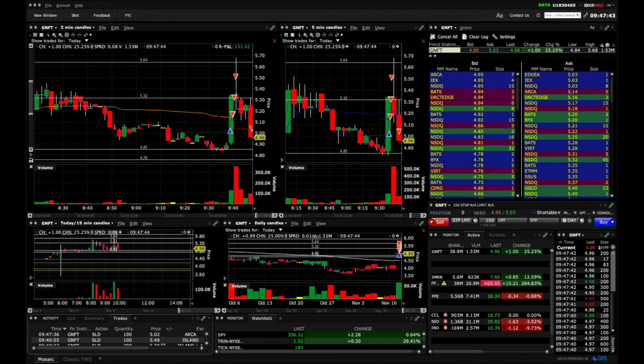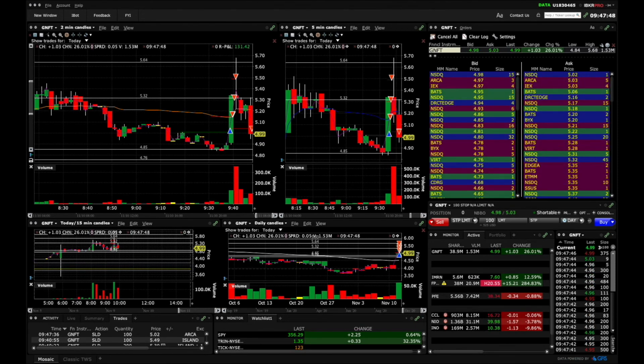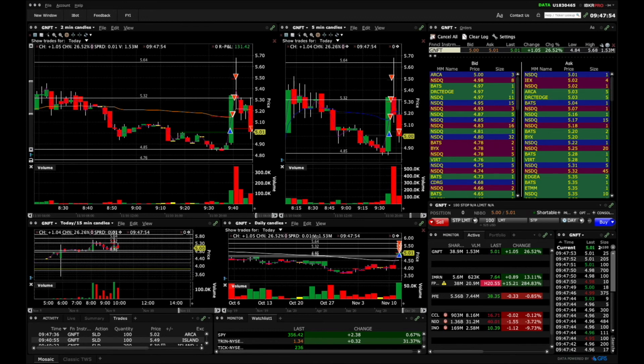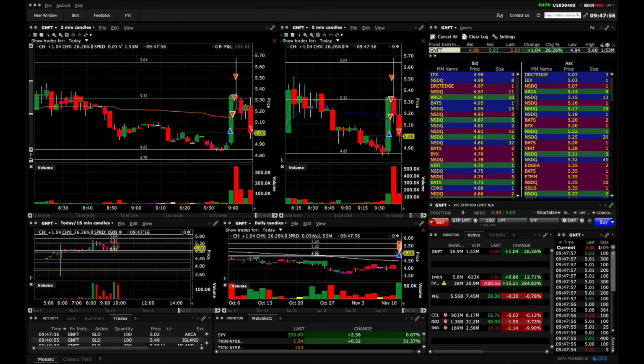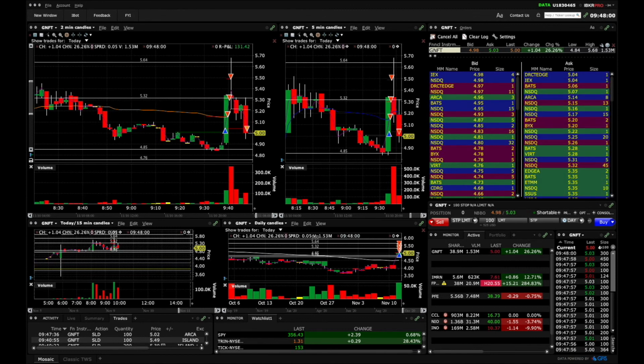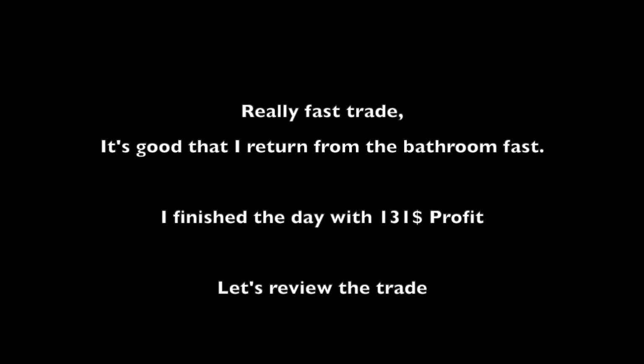And I finished the day with $131 profit, which is amazing considering that the full trade was 8 minutes. And it's continuing. It broke down to 500, and I would be out anyway. So it was a good and fast trade.